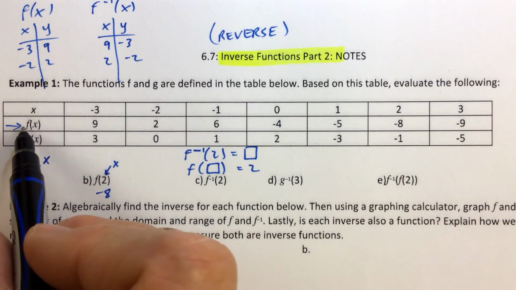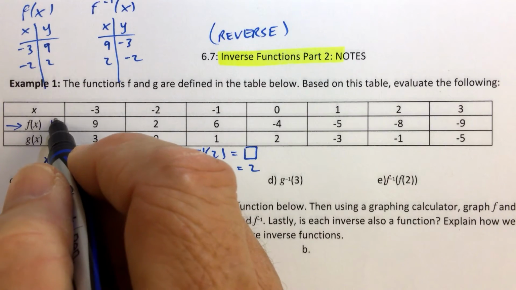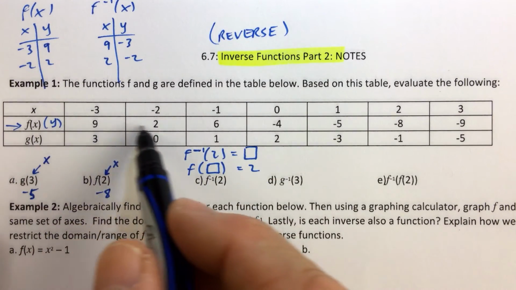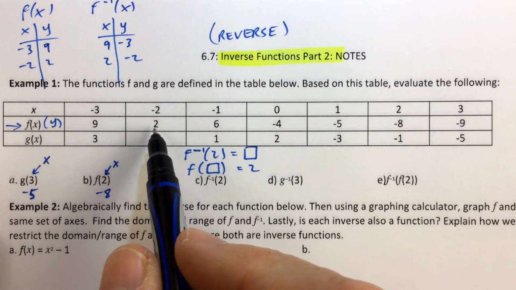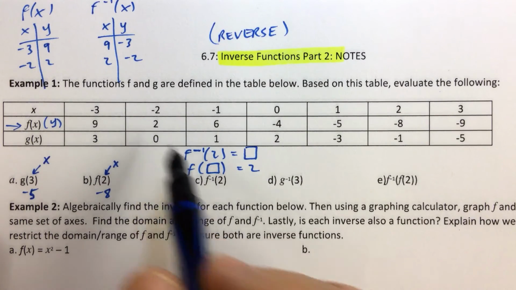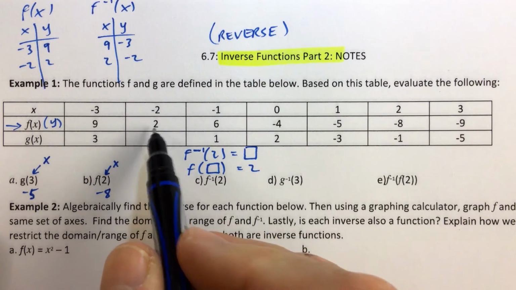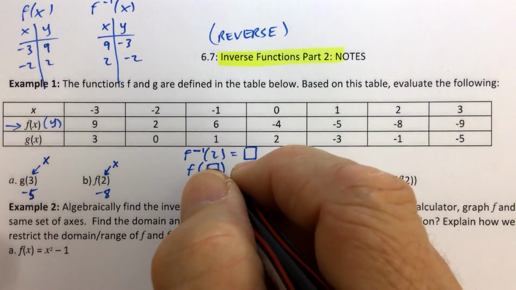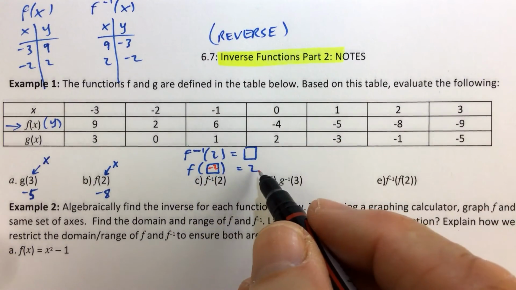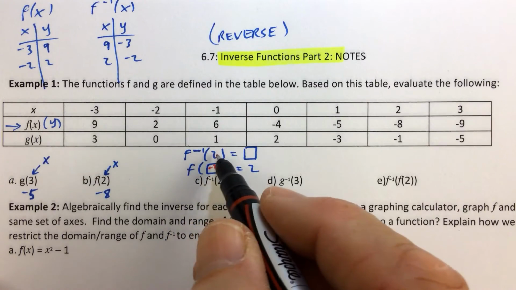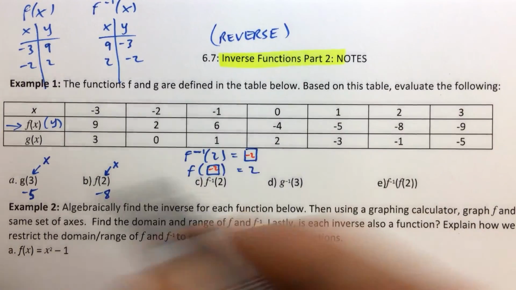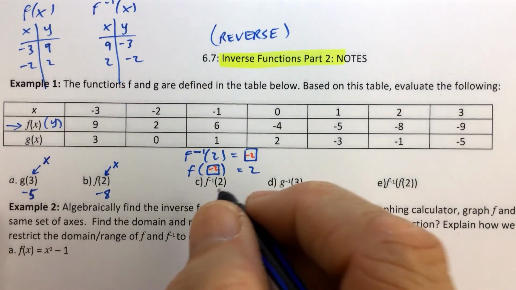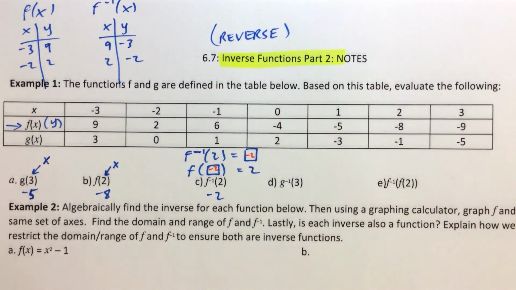Well, the y coordinate is the f of x. So the y coordinate is 2. We just have to find a 2 in here, and we found a 2. So that means that f of -2 happens to be 2. So let me use a different color here. If f of -2 is 2, that means that f inverse of 2 happens to be -2. So -2 is the value of f inverse of 2.